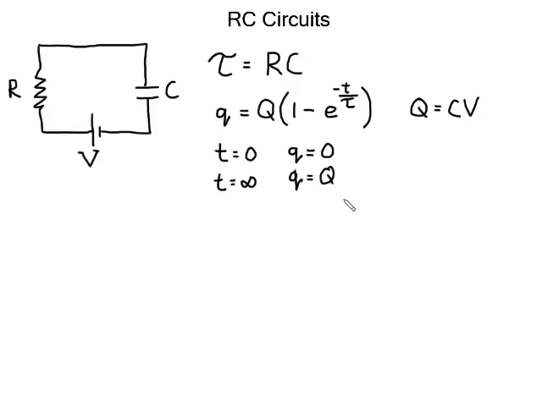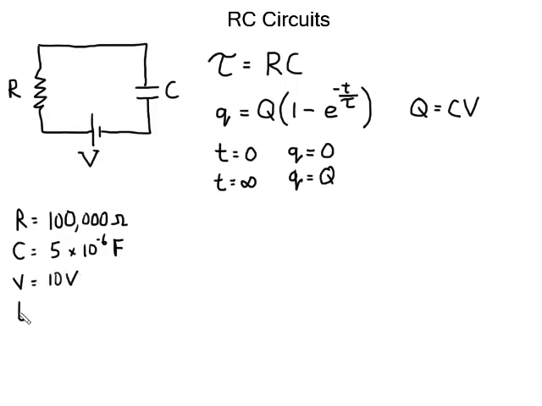I'd like to do a practical example of this problem. A typical problem might be something where you have a resistance of, let's get a big number in here, 100,000 ohms, which is pretty realistic, and a capacitance of, let's say, 5 times 10 to the negative 6 farads, or 5 microfarads. We'll make the voltage 10 volts, and the time we're seeking is going to be, let's try 3 seconds.